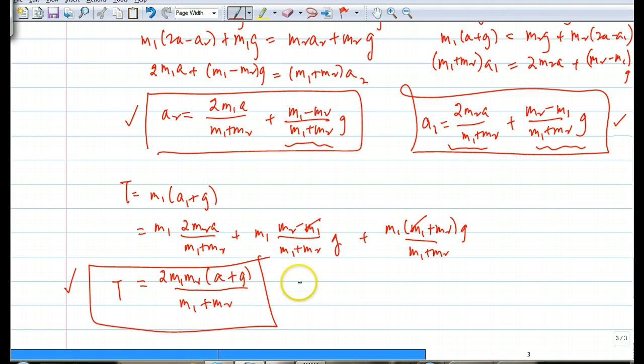And I can note that all my solutions are dimensionally correct, so there's a pretty good chance that these are in fact correct answers. Okay, that's it.